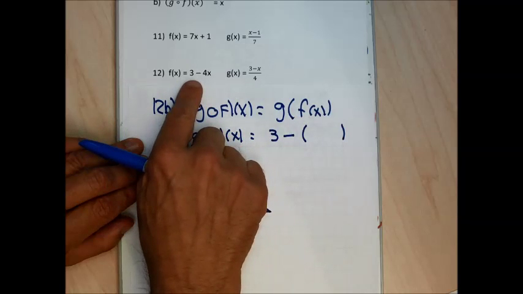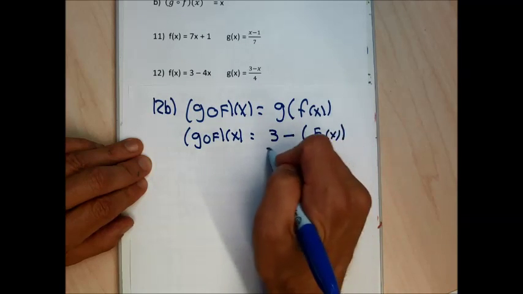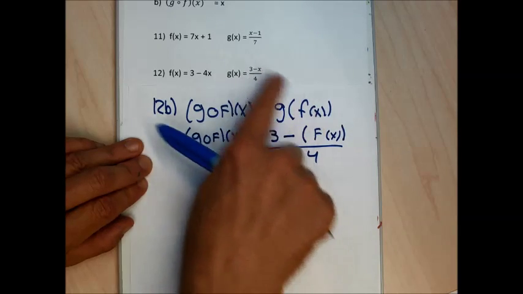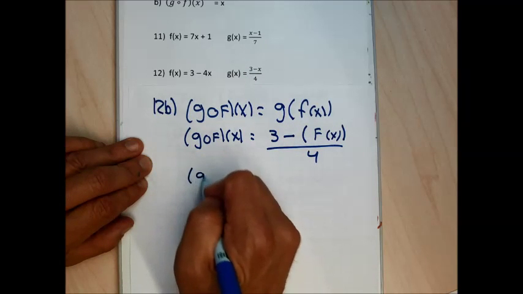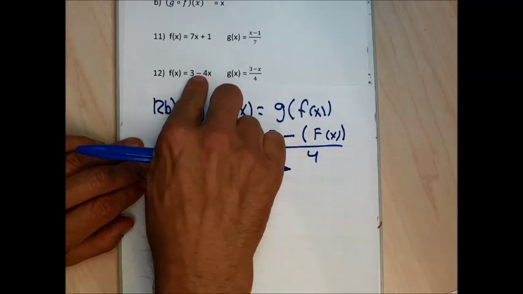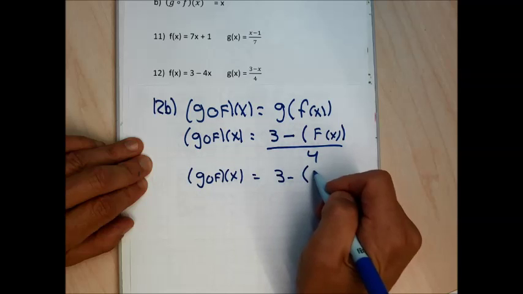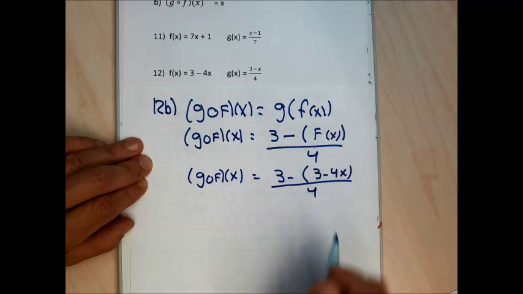I'm going to put an f of x in where the x is, and then over 4. So to do g of f of x, I change the x to f of x, put it in a parentheses because of the minus. And now I'm going to change the f of x to 3 minus 4x. So I'm going to get 3 minus, and then inside of parentheses, 3 minus 4x over 4.